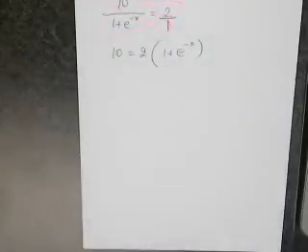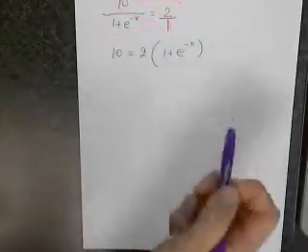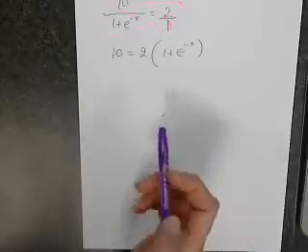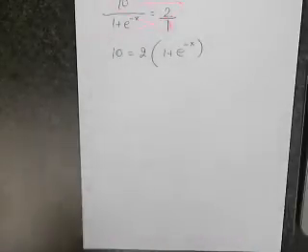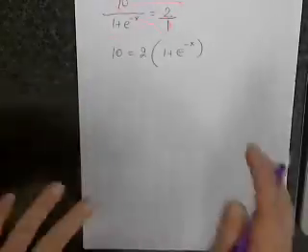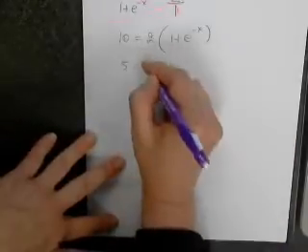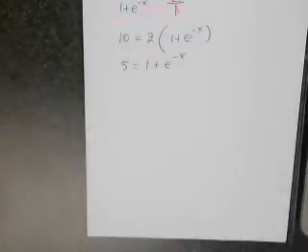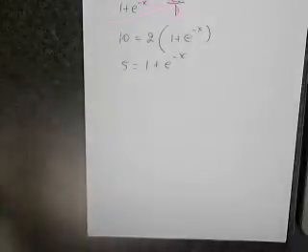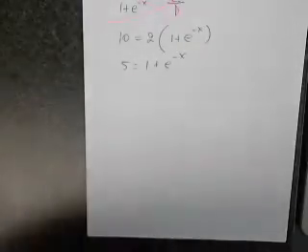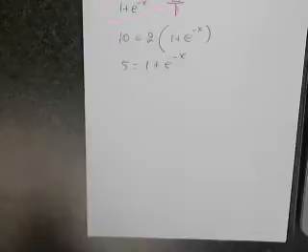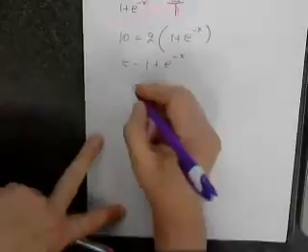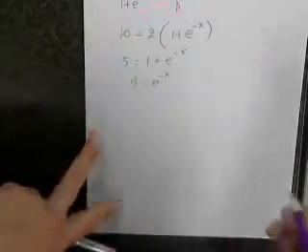Now, I have two options. One is to distribute the 2. The other one is to get rid of 2, and I prefer to get rid of 2. How will I get rid of 2? Yes, divide both sides. So I have 5 equals 1 plus e to negative x. So I'm trying to clean it up. I'm trying to have a simple exponential expression on the left or on the right. Now I have one more step to clean it up. Yes, so I have 4 equals e to negative x.